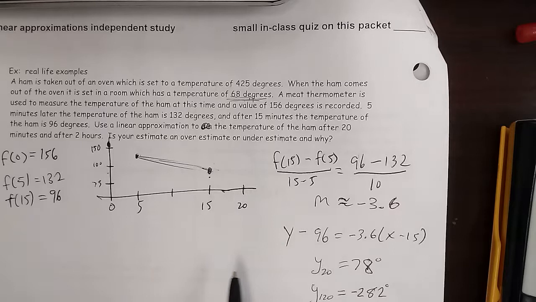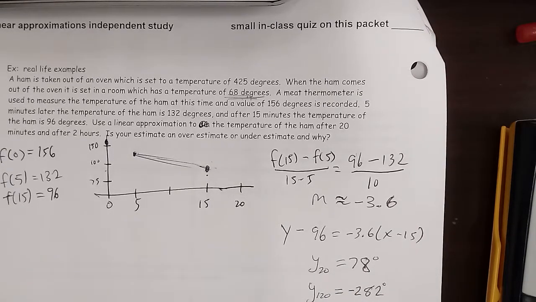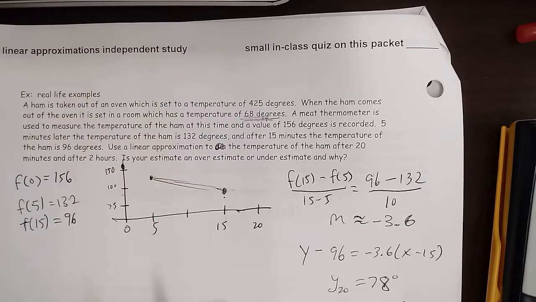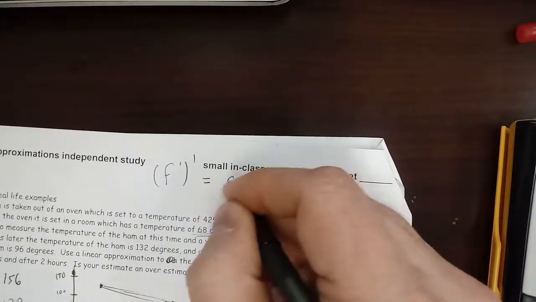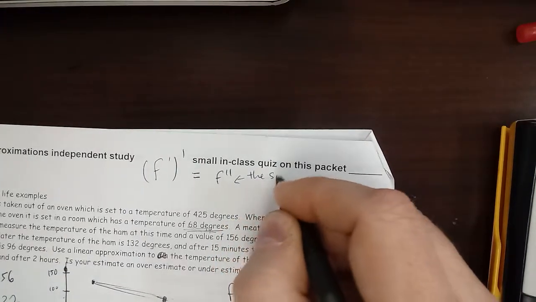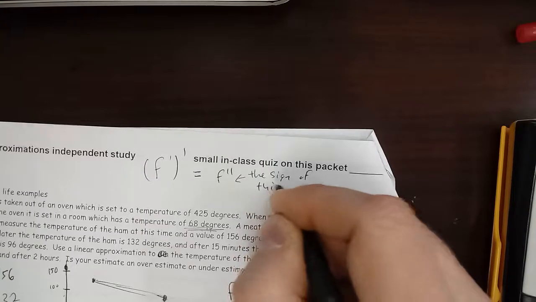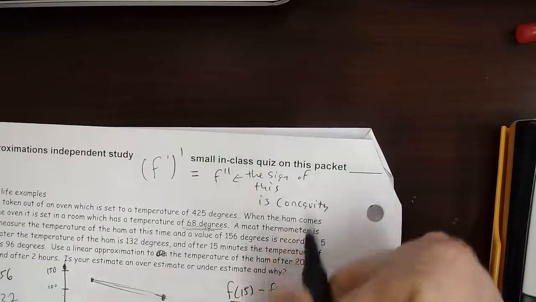Okay. Ignore the off-topicness. So we now want to figure out, are these an overestimate or an underestimate? If I'm going to think about that, I don't have a solid enough graph to figure out the concavity of it. Because if I knew the concavity, then I could tell you. But I do know that F prime is F double prime. And then the sign of that is going to help me with concavity.